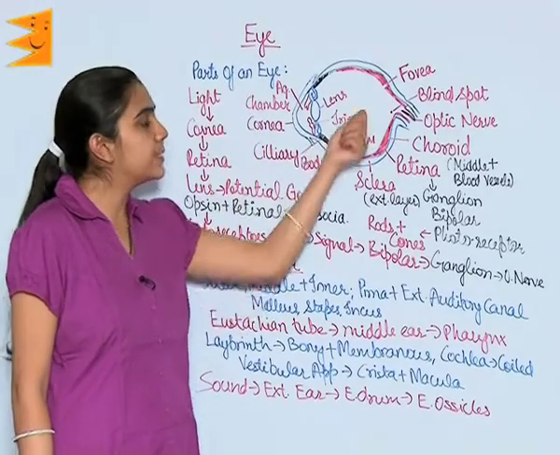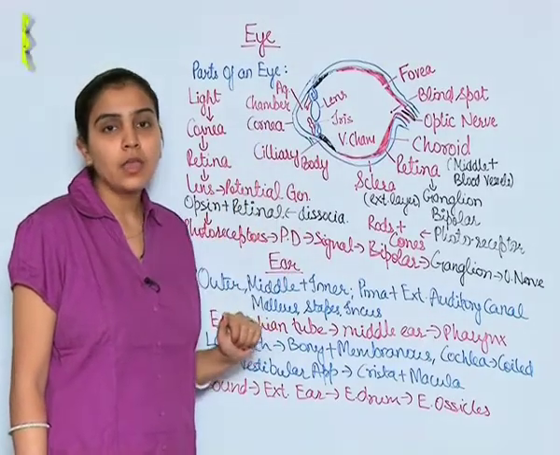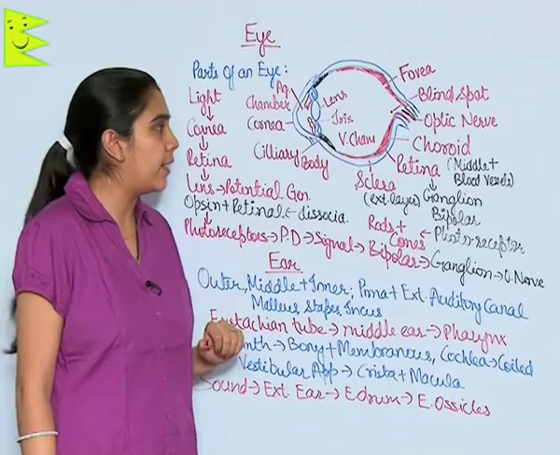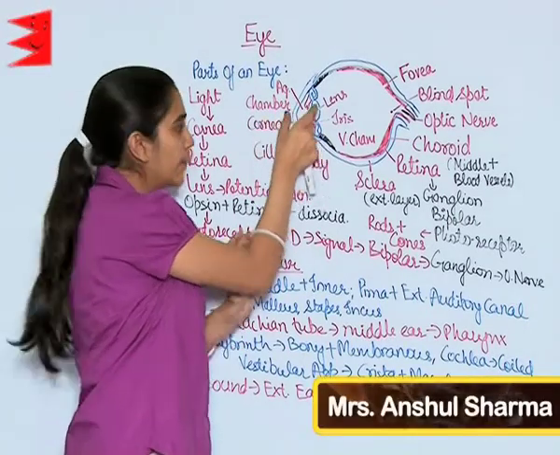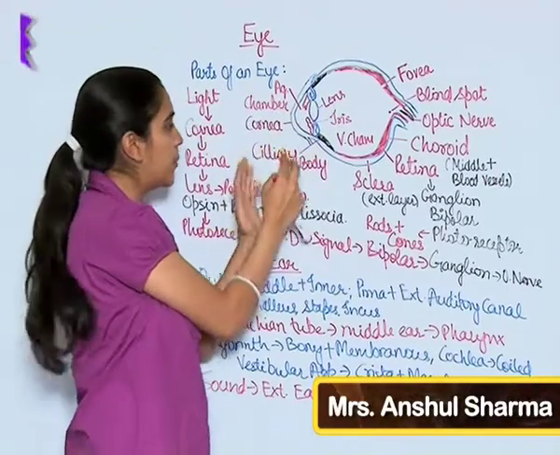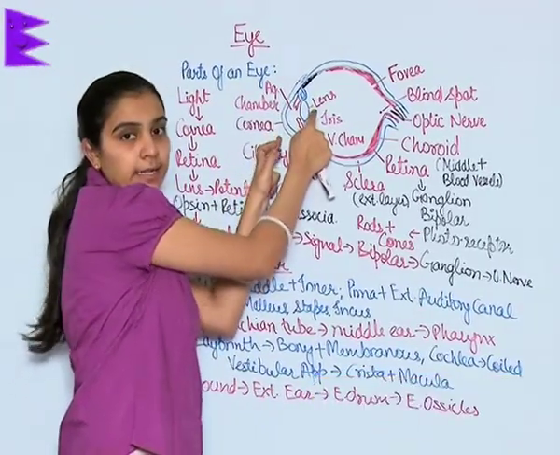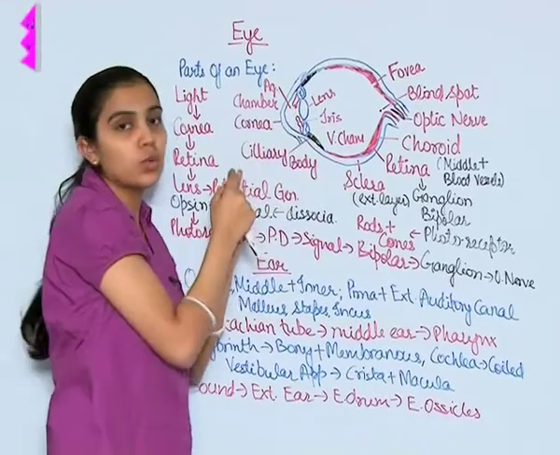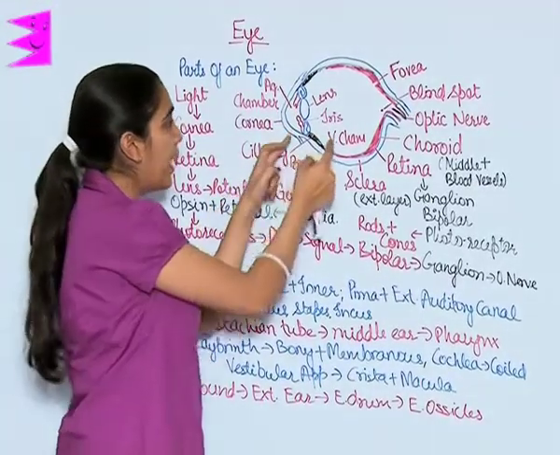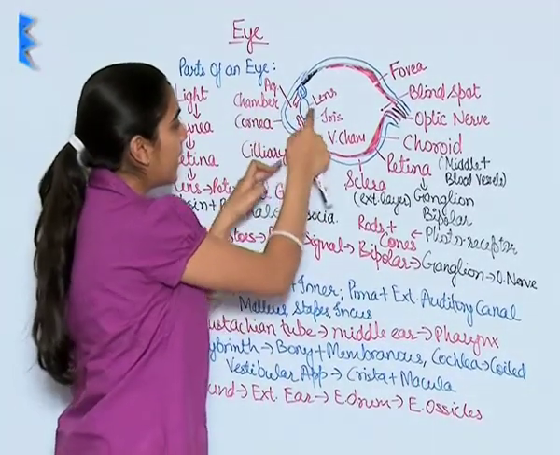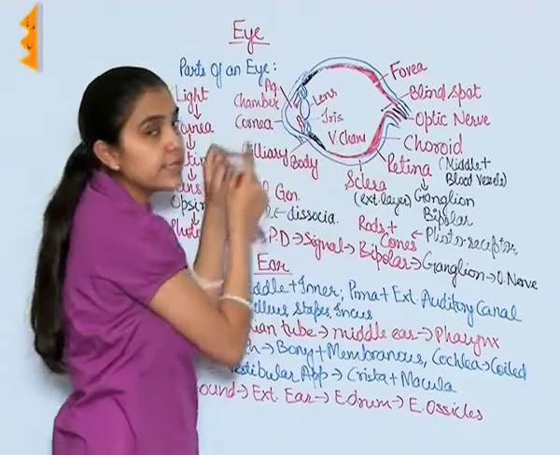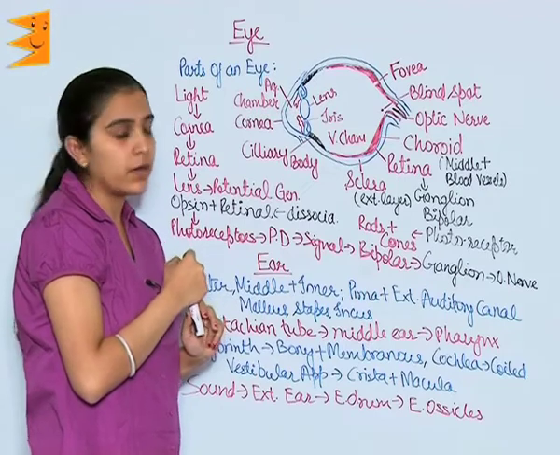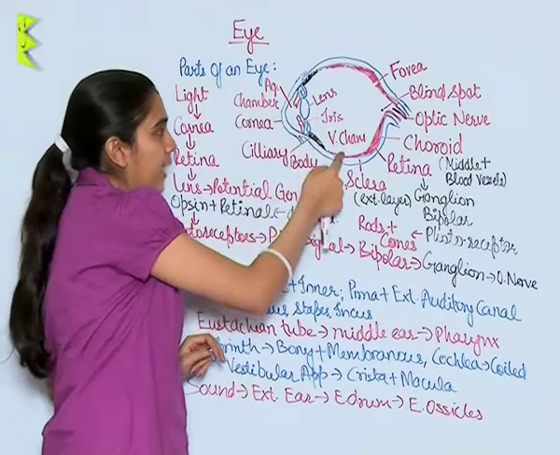Eye. You can see in this diagram various parts of an eye. This is aqueous chamber. It is the distance between cornea and lens. This distance is known as aqueous chamber, and the distance between this lens to retina is known as vitreous chamber. You can see here in the diagram.